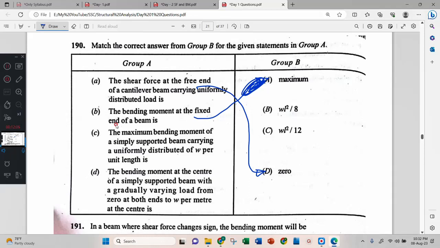Next. Maximum bending moment of simply supported beam carrying uniform distributed load W. Correct? WL square by 8. Bending moment at the center of the simply supported beam with gradually varying load from 0 at both ends, and W, okay, WL square by 12.